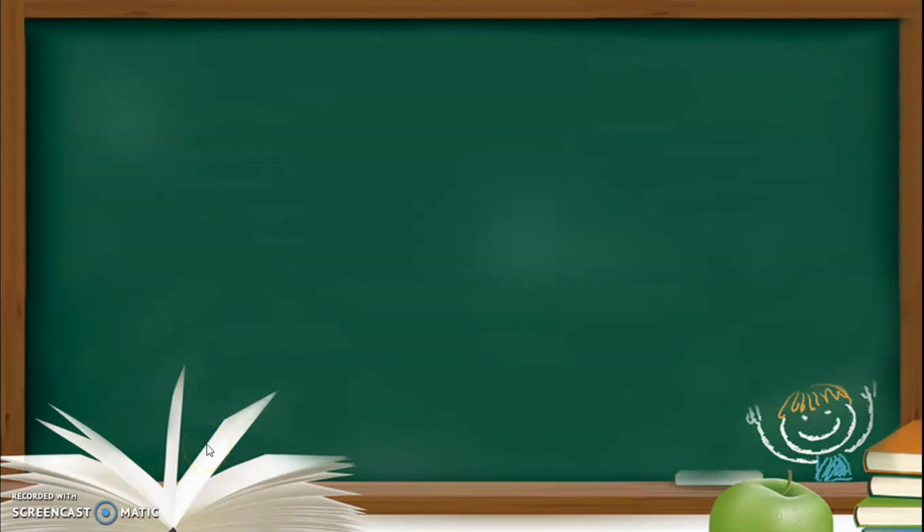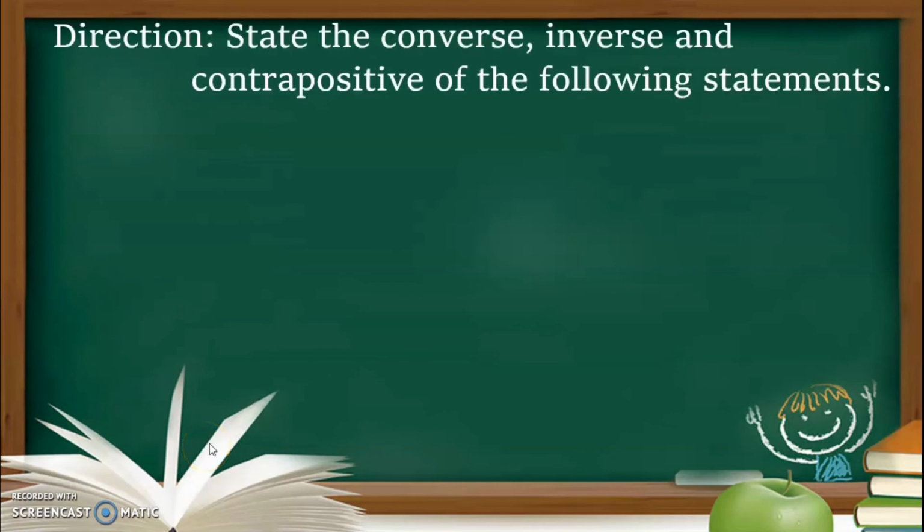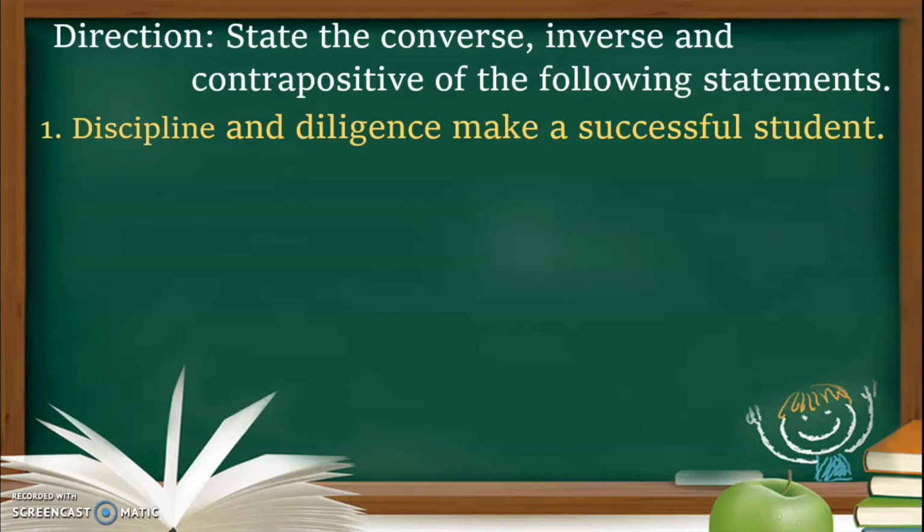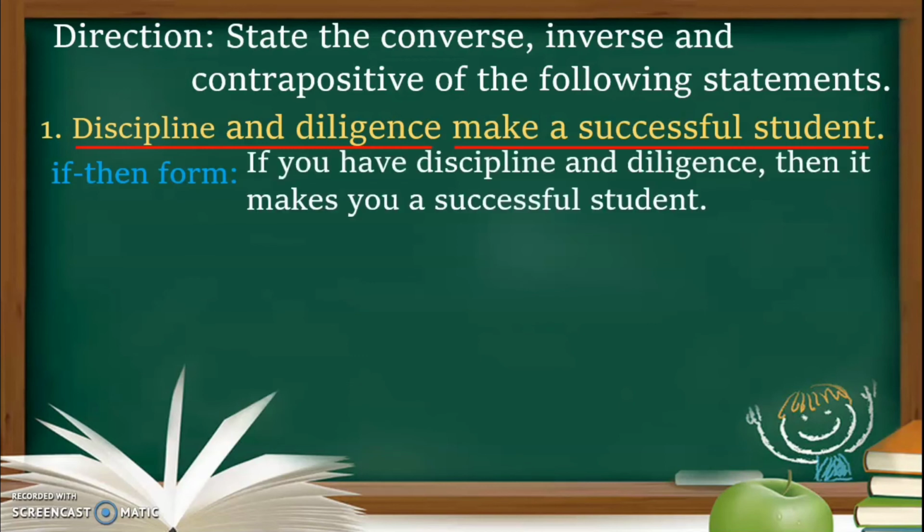So we will have our exercises. State the converse, inverse, and contrapositive of the following statements. Number 1, discipline and diligence make a successful student. If and then, so ito yung hypothesis natin: discipline and diligence. Then our conclusion: make a successful student. If-then form: if you have discipline and diligence, then it makes you a successful student.